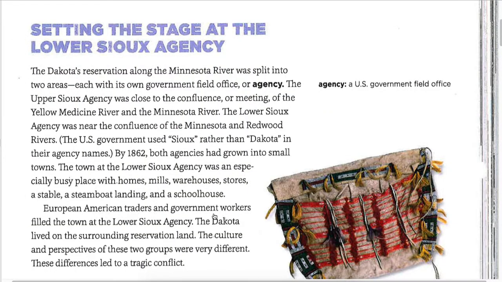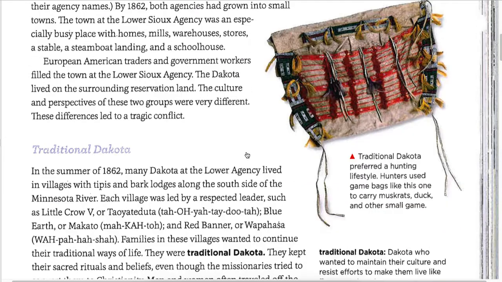European American traders and government workers filled the town at the Lower Sioux Agency. The Dakota lived on the surrounding reservation land. The culture and perspectives of these 2 groups were very different. These differences led to a tragic conflict. And I look here, agency, a U.S. government field office. So government officials are at this agency.